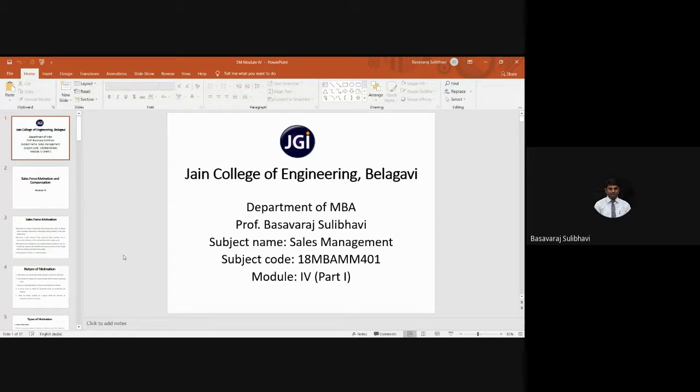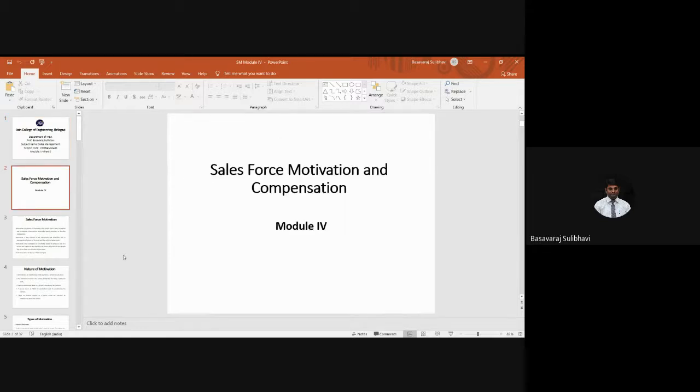So this will be part one of module four, subject sales management, which we have already dealt with in the past class. A few of the concepts were not so clear due to a technical problem in connectivity. So once again, we'll start with this. We have this module purely on sales force motivation and compensation.